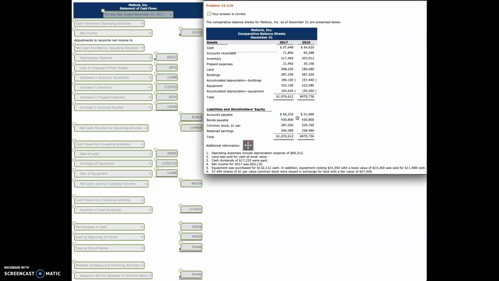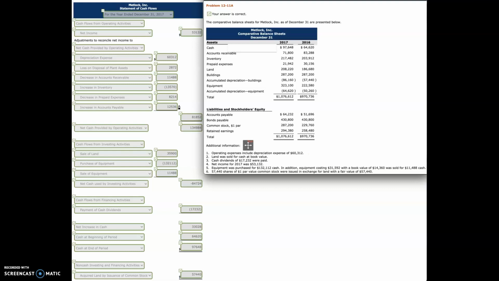In the next section, you add those numbers together to give a total for your adjustments. Then you add the net income to that total to give you the total net cash provided by operating activities. All right, and then we're moving on to the next section, where we are working on cash flows from investing activities.